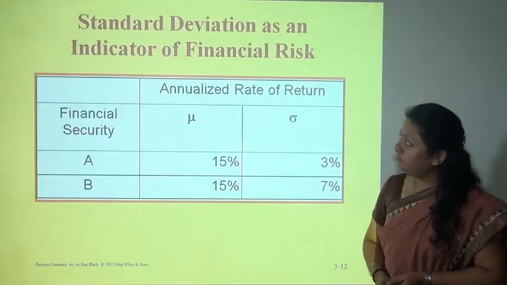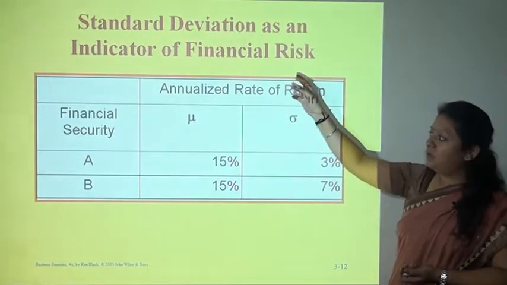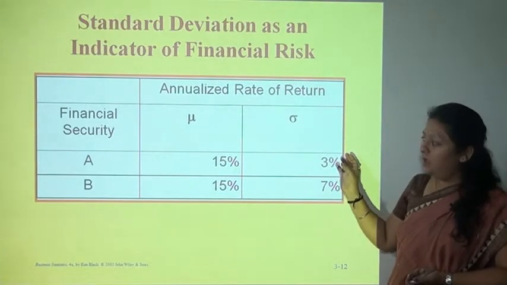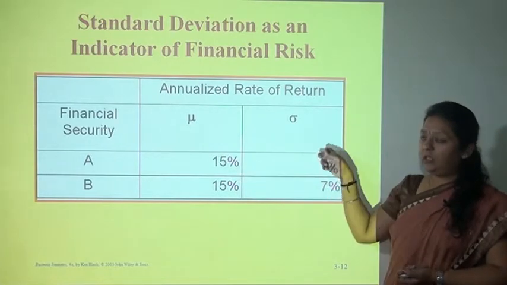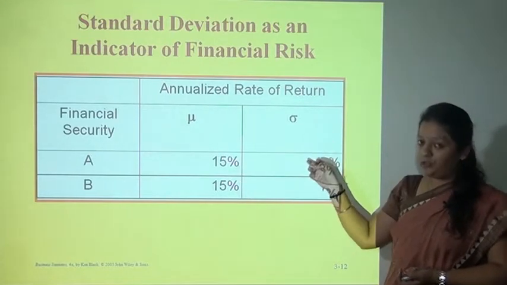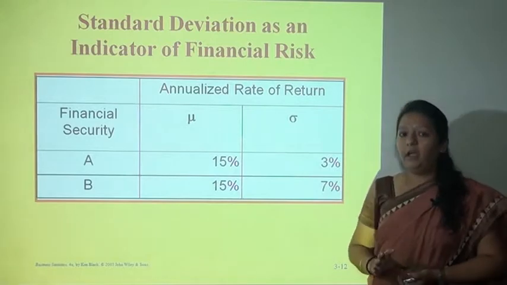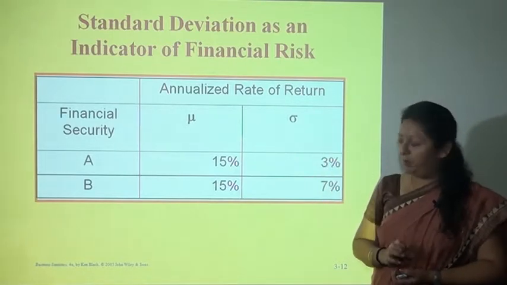Now, here is standard deviation as an indicator of financial risk. One can compare the value of mu and sigma, or you can say standard deviation, in order to identify the financial risk of a company.